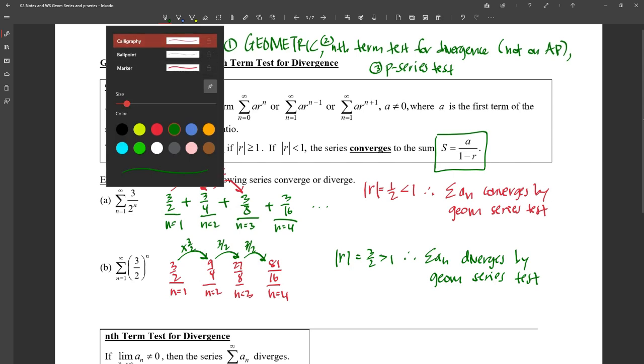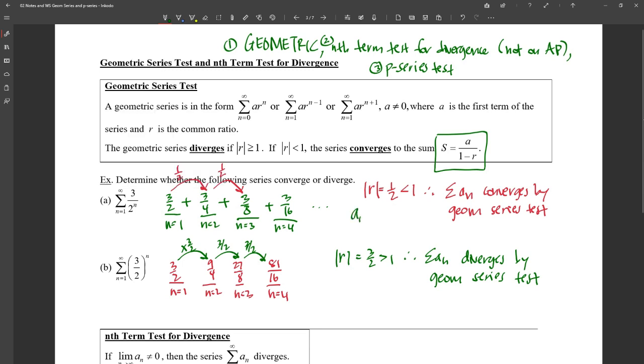What does this geometric series converge to? It converges to A1 over 1 minus R. What's my A1? It's whatever's in the first blank, so that's 3 halves over 1 minus, what's my R? 1 half. Make sure this R is less than 1 or else you cannot use this formula. So this is 3 halves over 1 half, which is equal to 3. So if I added this all up to infinity, the series would converge to 3. It does converge, and it converges to 3.